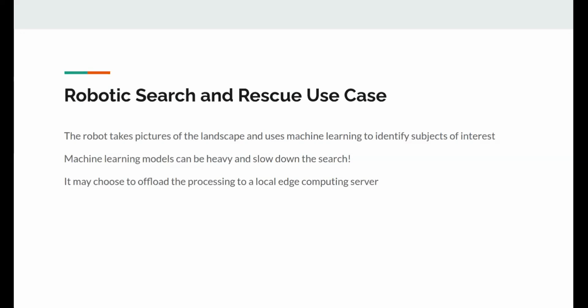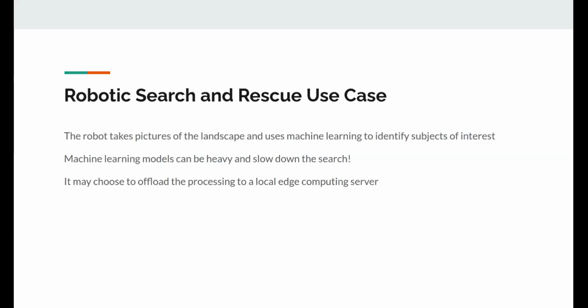The robot performs the task by periodically capturing high-resolution images of the landscape and running inference, that is, applying a machine learning model to identify a list of predicted objects, their location, and the confidence of the prediction. In a search and rescue mission, missing subjects may be in a life-threatening condition. The inference must be as fast and as accurate as possible.